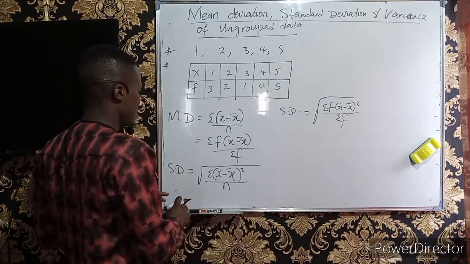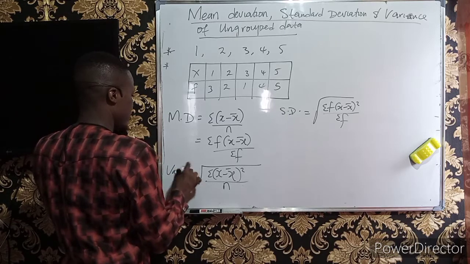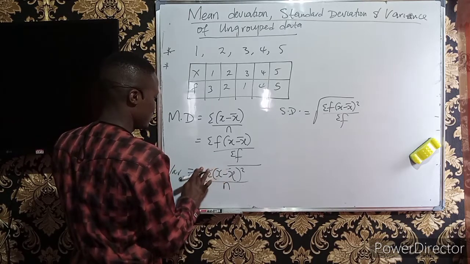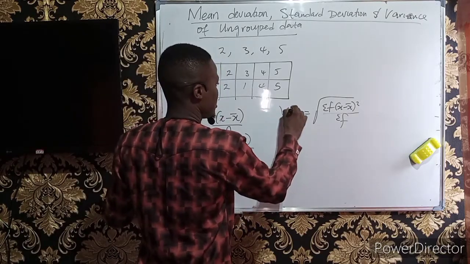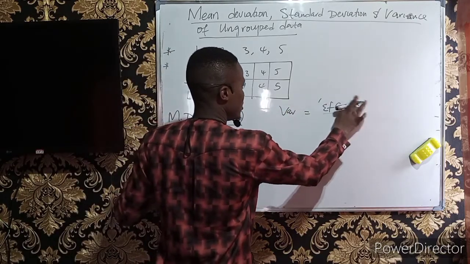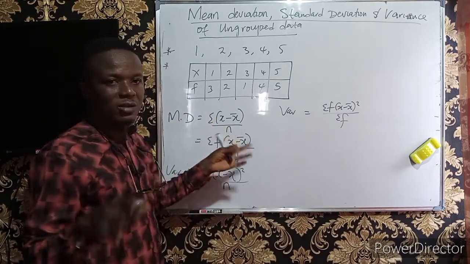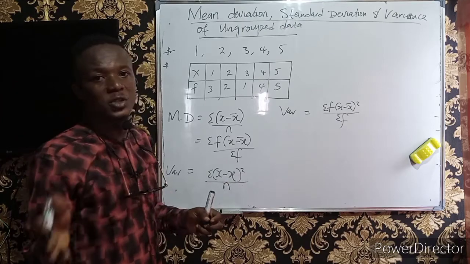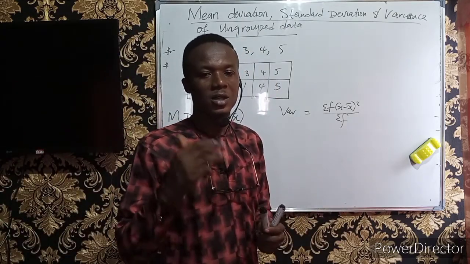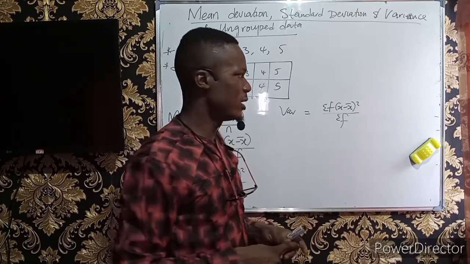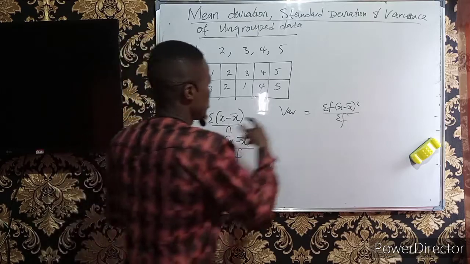For variance, all I need to do is remove the square root. If I want this to be my variance, I will just remove the square root. That's just it. The standard deviation, mean deviation, and variance are under measures of dispersion. They are not under measures of central tendency because they are not interested in the middle value.